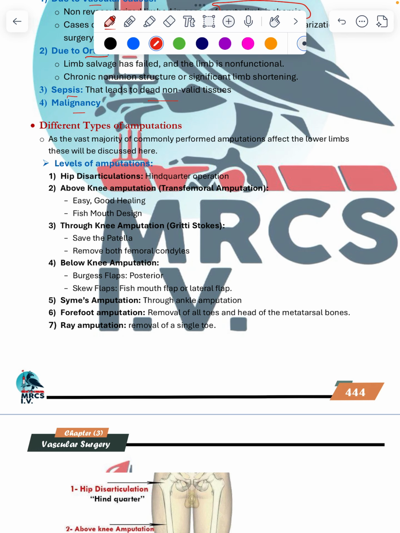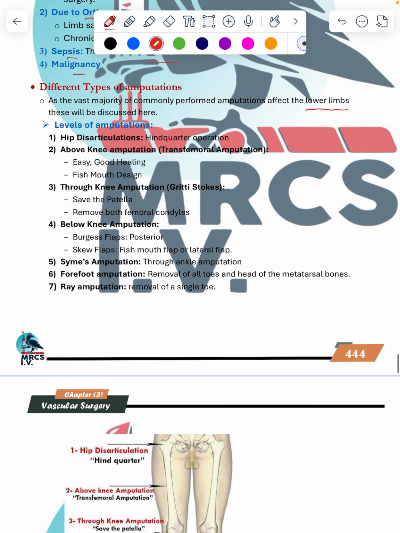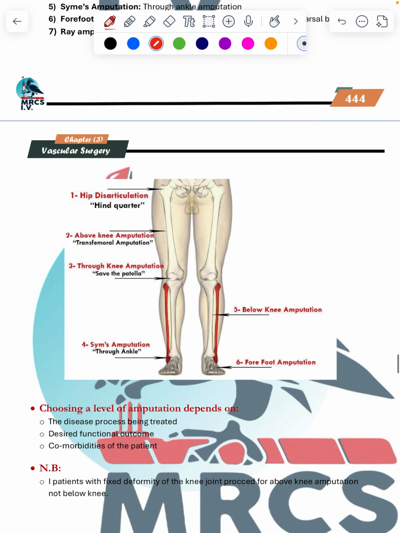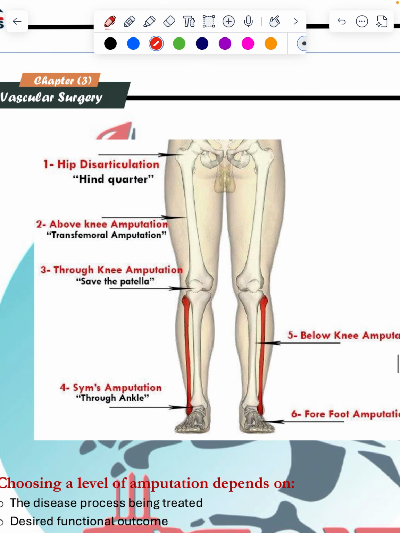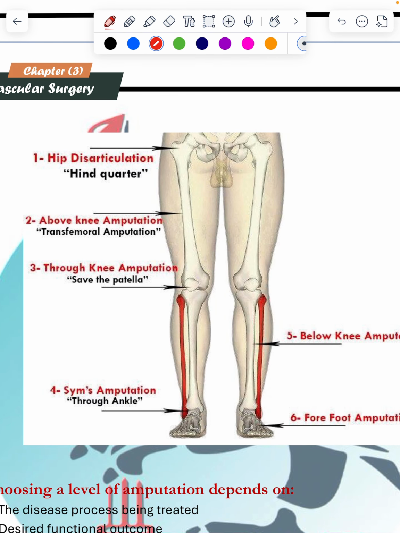Different types of amputation. The vast majority of commonly performed amputations affect the lower limbs, so this will be discussed here. Hip disarticulation, right from the hip, you can see the levels. There is disarticulation at the level of the hip. It is also called hindquarter.